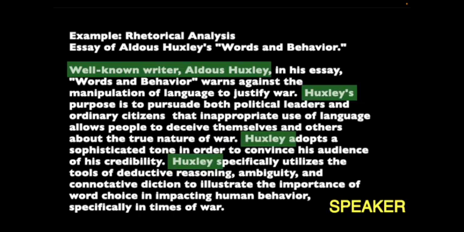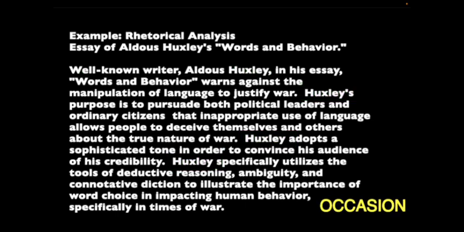The writer acknowledges the speaker in the opening sentence of the introduction. Well-known writer Aldous Huxley. The writer then repeats Huxley's name throughout the introductory paragraph. The occasion is acknowledged when the writer talks about Huxley's essay, Words and Behavior, and also in his references about Huxley writing this piece in reflection upon the ways that language can be manipulated in wartime.